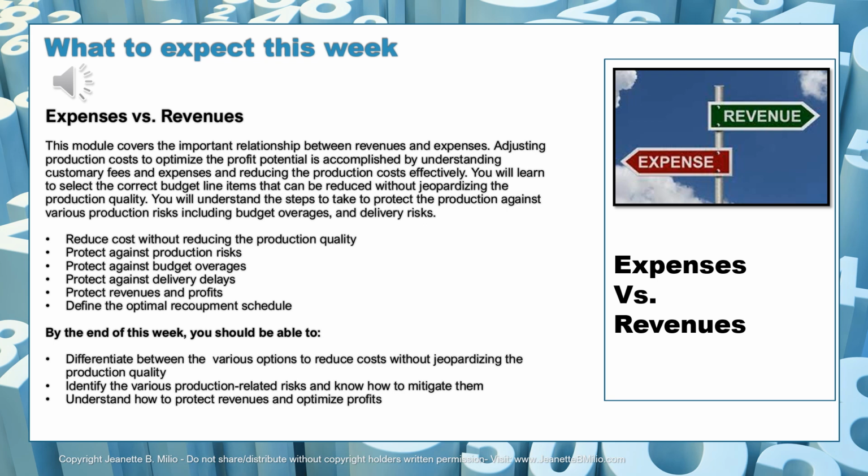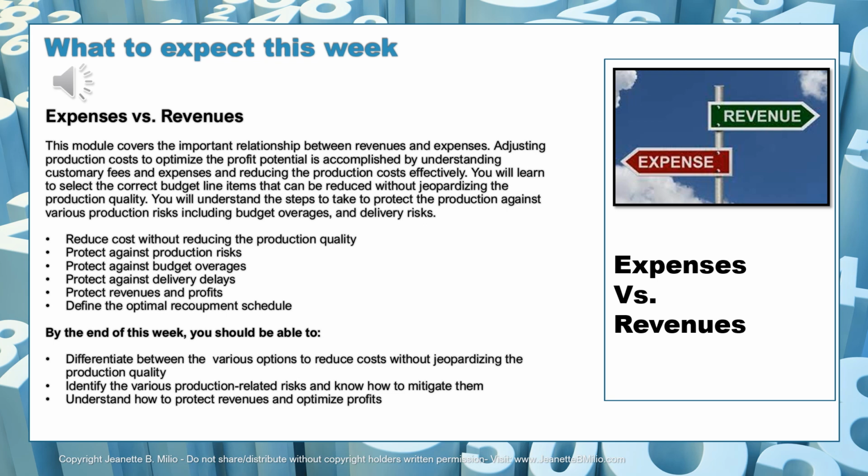And we're looking at the various production risks, including budget overages, that can be avoided, and look at the steps how to avoid them. What can we do in order to reduce the production budget without losing or impacting the quality? And how can we look at the production risks, including budget overages, and work against that?